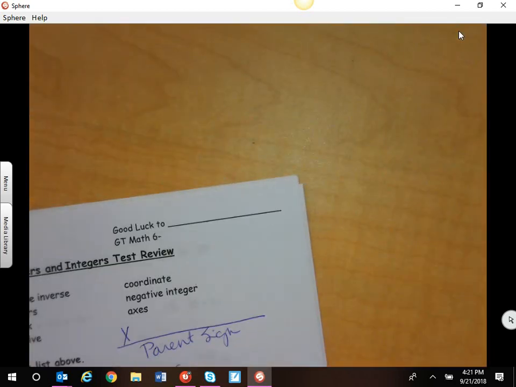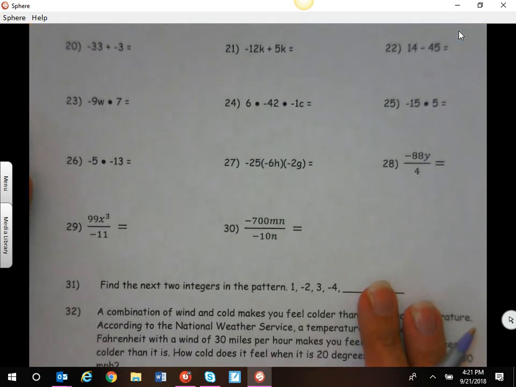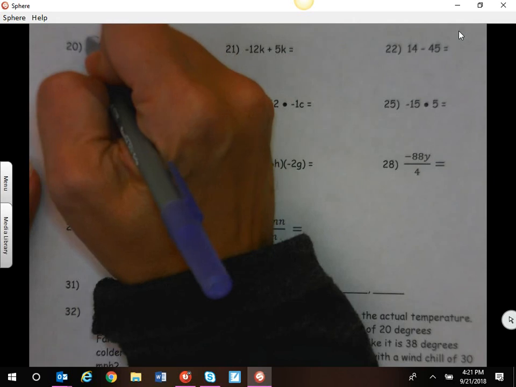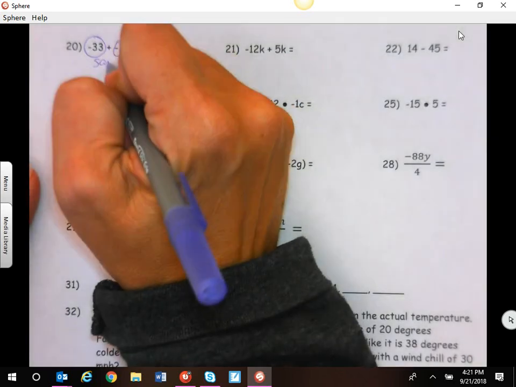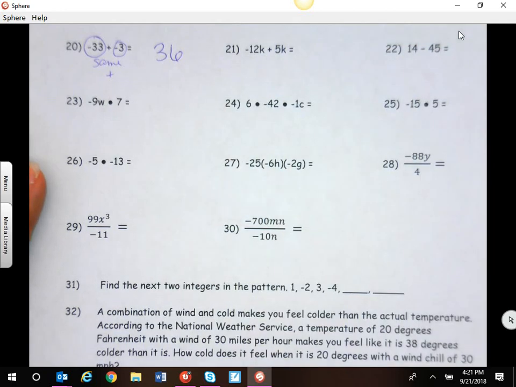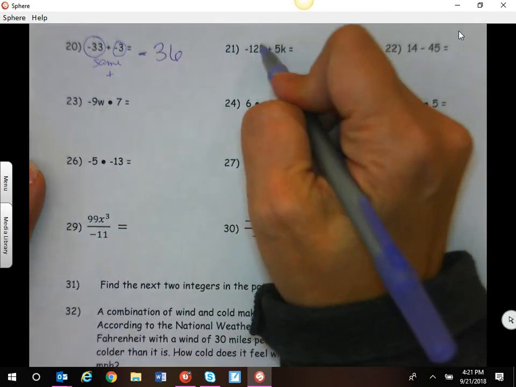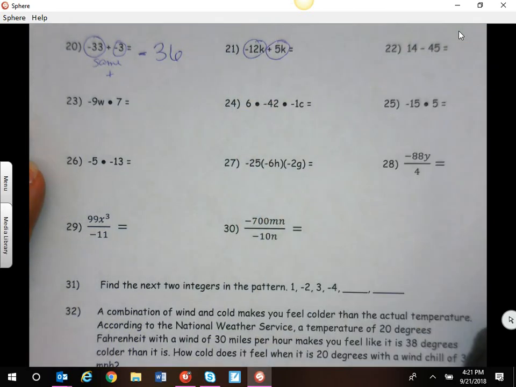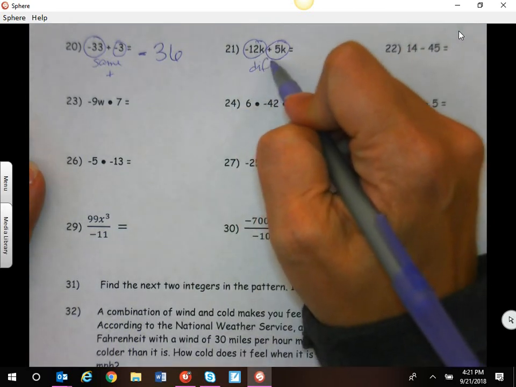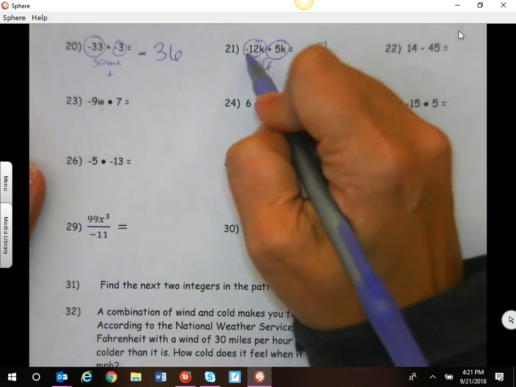On the next page, we had some more operations going on. These are the same. We said if they're the same, we're going to add. 33 and 3 is 36. The sign that we have more of is negative. A negative 12 and a positive 5. Now these are different. So we're going to subtract. 12 minus 5 is 7. And I have more negatives.